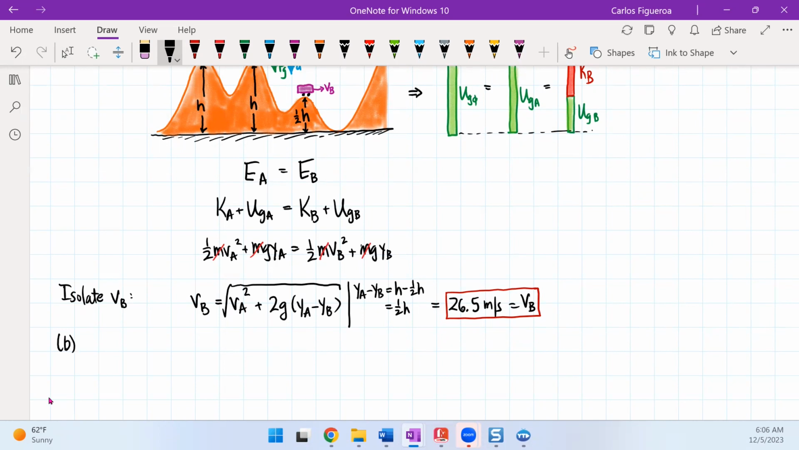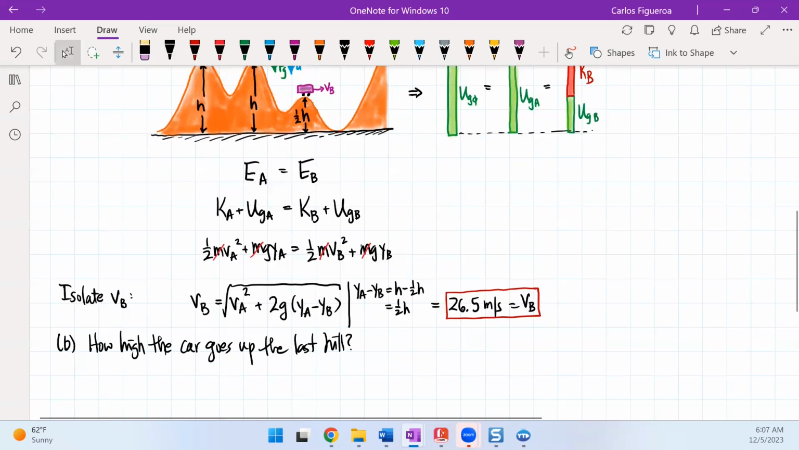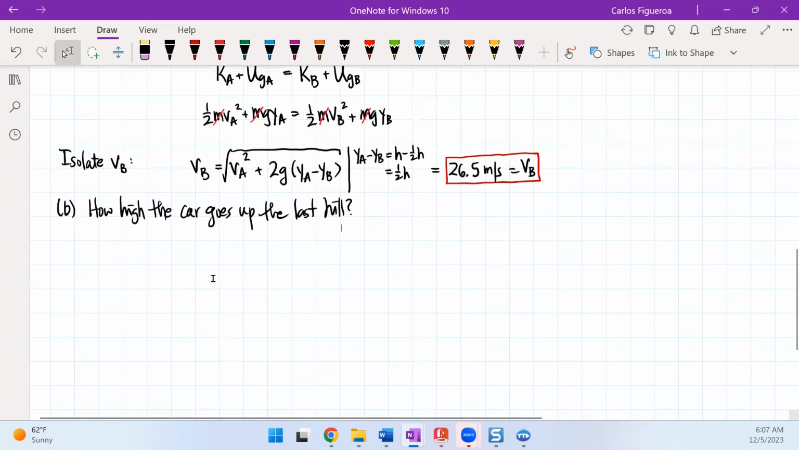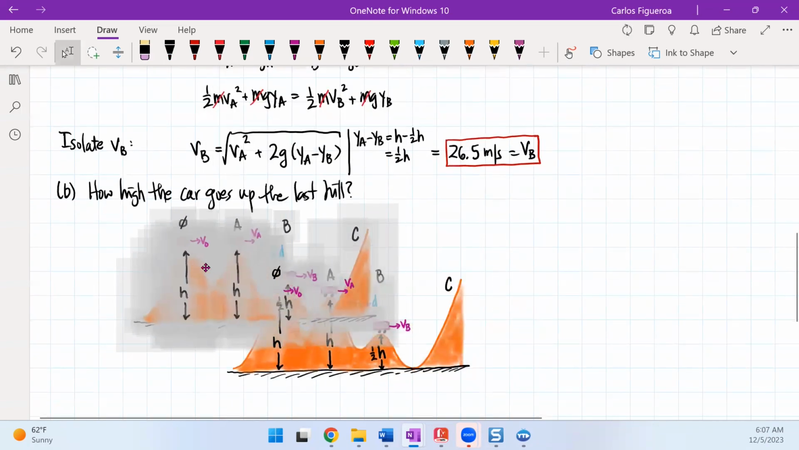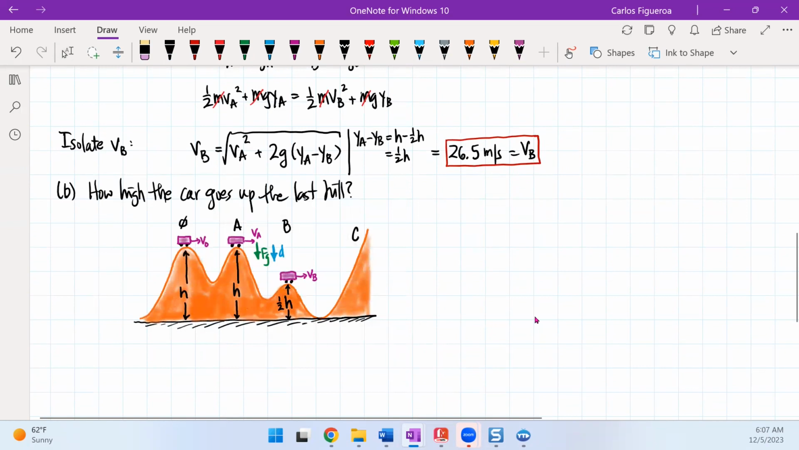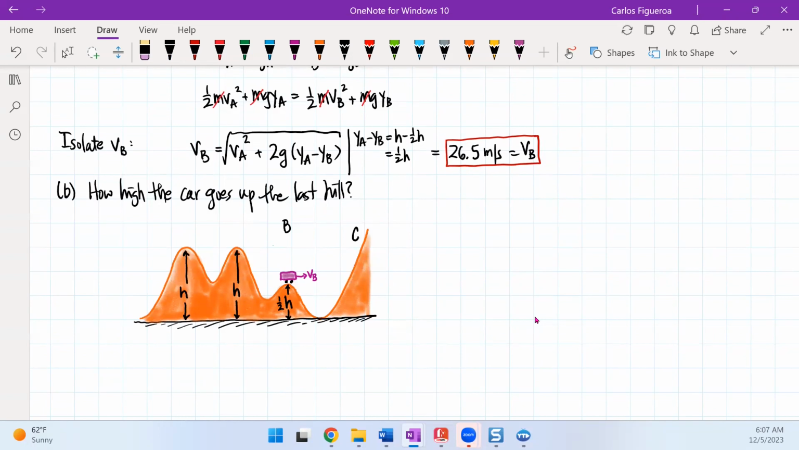In part B, what we want to do is determine how high the car goes up the last hill. So again, if we use our picture and modify it, this is what we initially had. I'm going to modify what we have here and only focus on B and C. I imagine that I have my cart and at some point up here, the cart gets to right here.